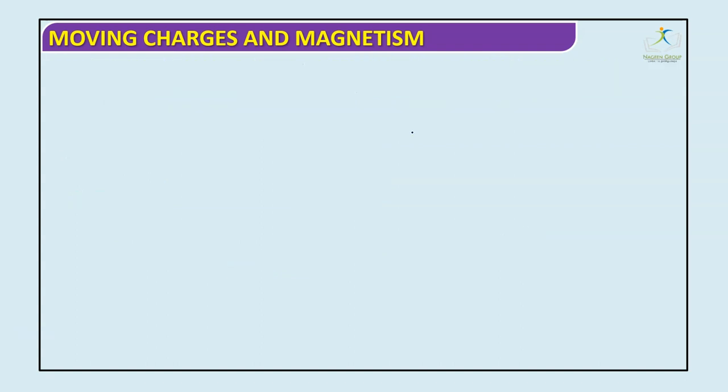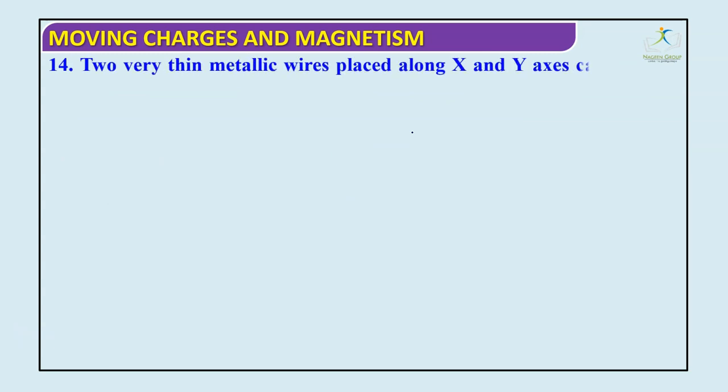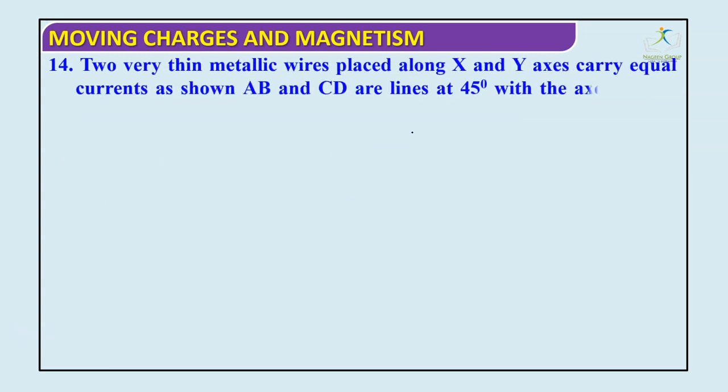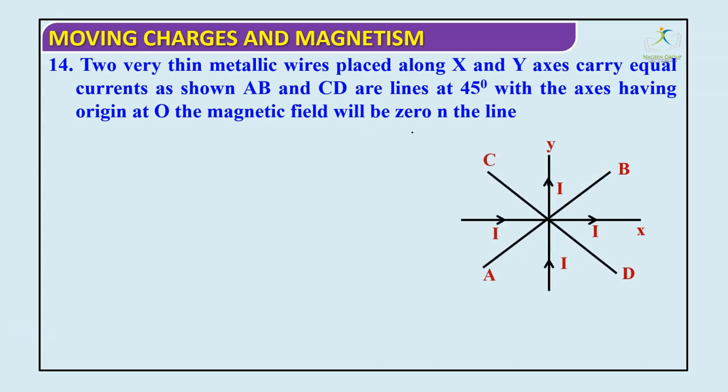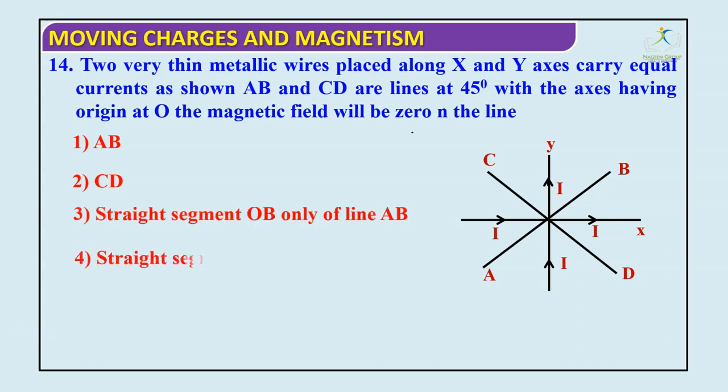So moving ahead with the next question. Two very thin metallic wires placed along x and y axis carrying equal current as shown. AB and CD are lines at 45 degree with the axis, having origin O. The magnetic field will be 0 on the line. So as you can see over there, there is a point of junction. So we have to actually calculate what is the value on the x and y lines. So we have these particular options.